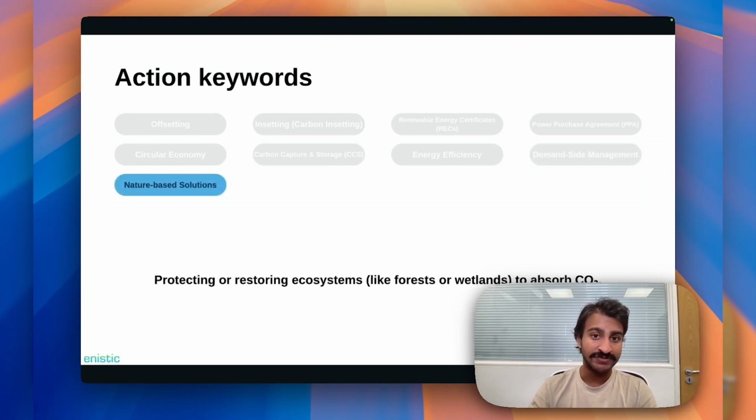Finally, nature-based solutions are just that. It's protecting or restoring ecosystems like forests or wetlands to absorb CO2. I mean, we all know that trees breathe in CO2, so the more we have, the more they can sequester. So nature-based solutions are how to protect that part of the environment.